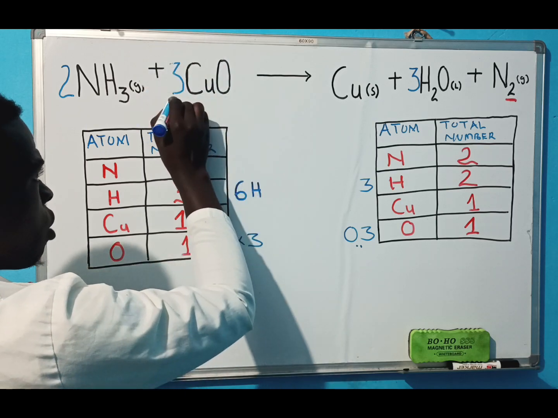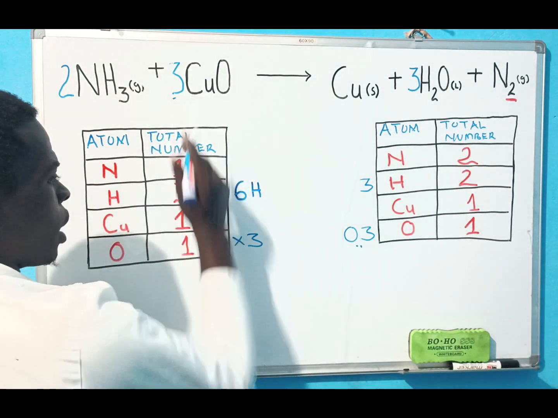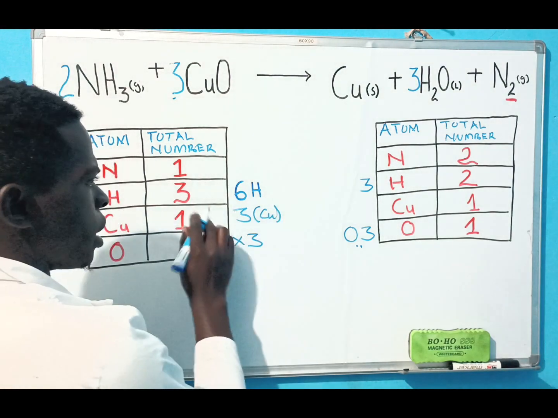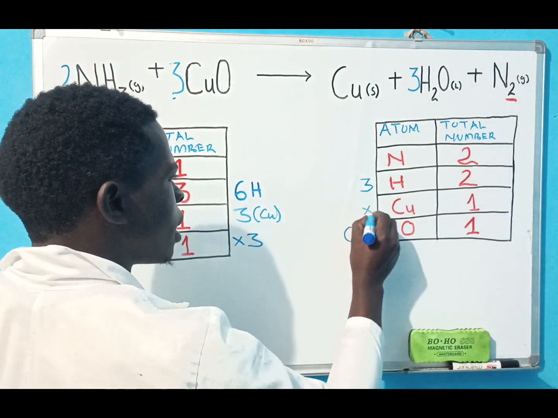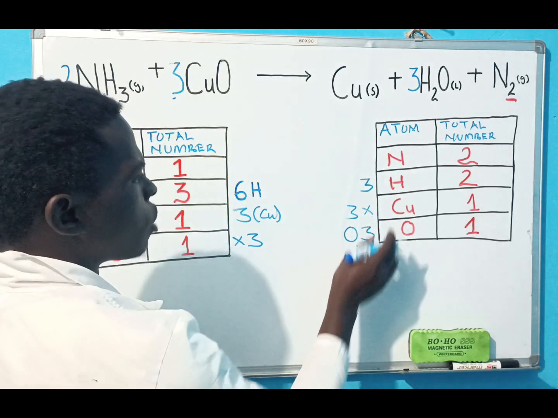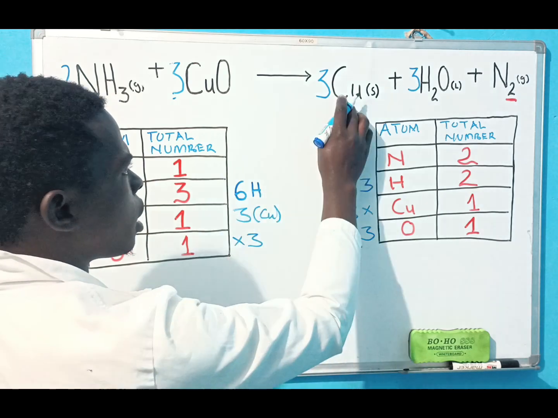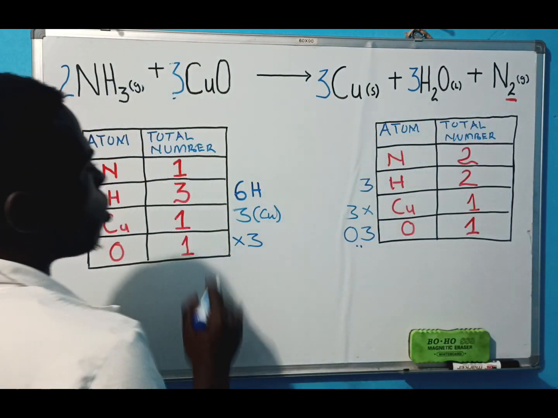The coefficient 3 on the copper 2 oxide implies that we have 3 copper atoms on the reactant side. Therefore, we have to make the copper on the product side to be 3 by multiplying a 3 with the atom which was there before. And finally, we obtain a purely balanced equation.